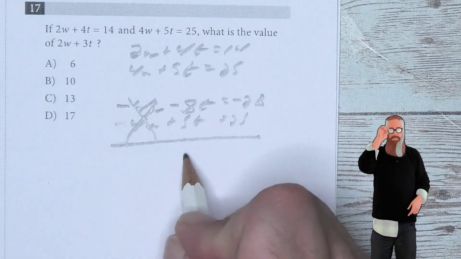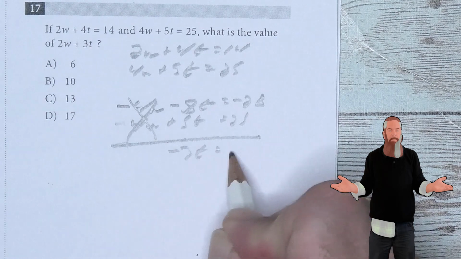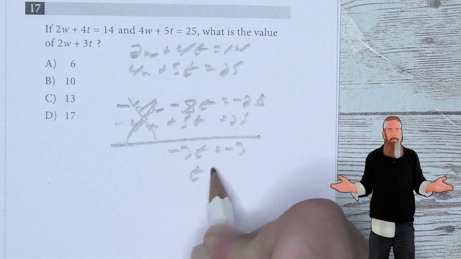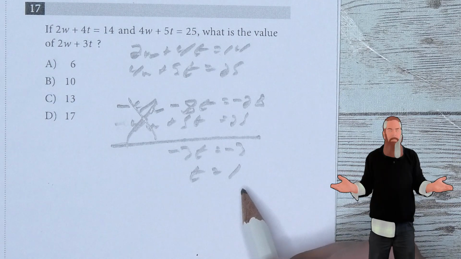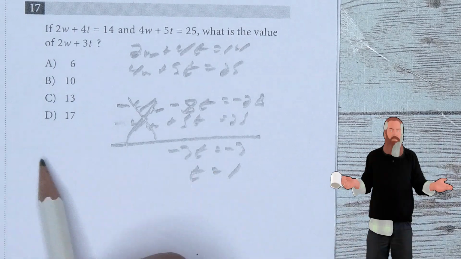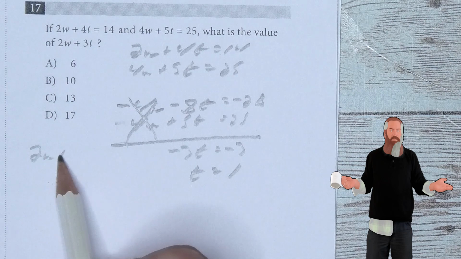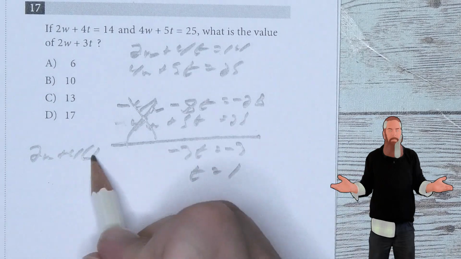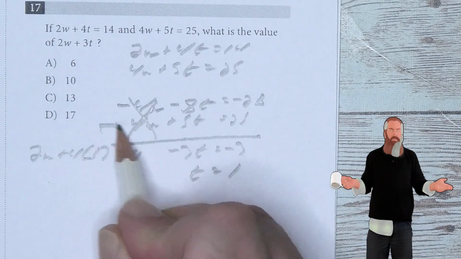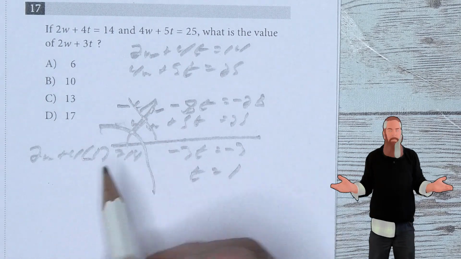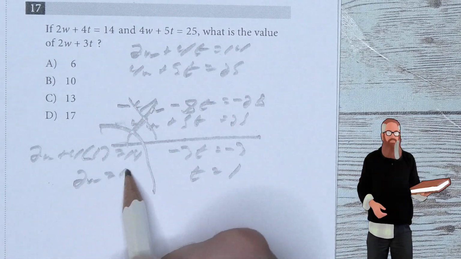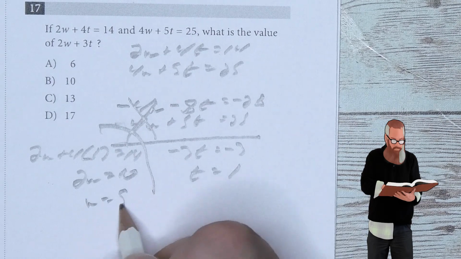This is going to give me a negative 3t is equal to negative 3, or that t is equal to 1. Now, if t is equal to 1, I can substitute that into one of the original equations, meaning I can say 2w plus 4 times t, which is 1, is equal to 14. So 4 times 1 is 4. Subtract that from both sides, giving me 2w is 10, or w is 5.